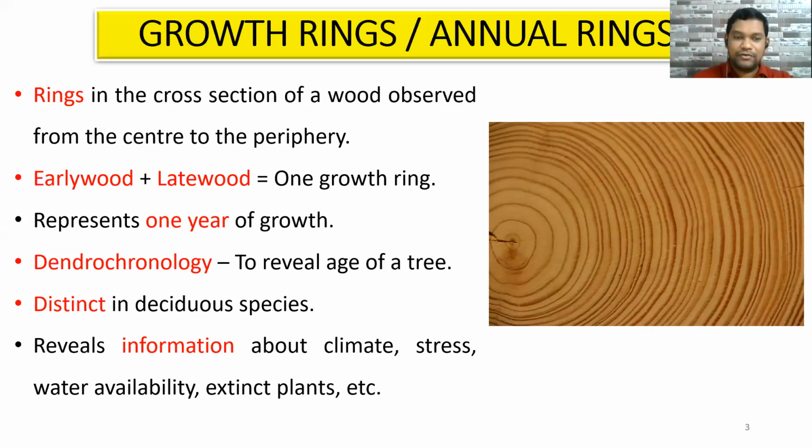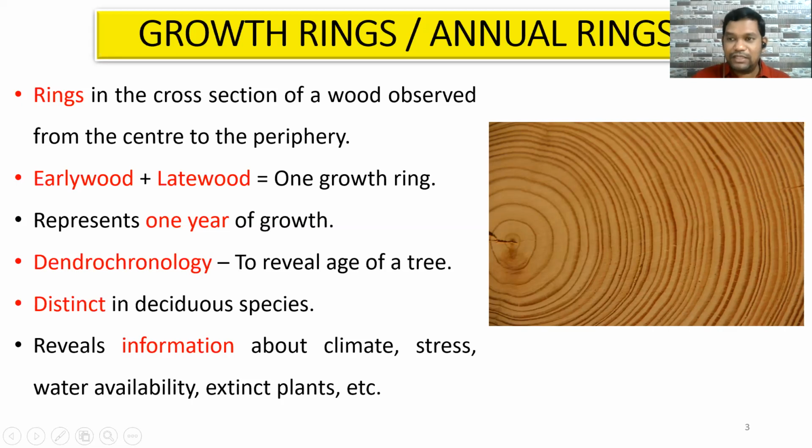The reason is they grow in conditions where the seasons are very distinct, and the distinctness in the season is reflected in the growth rings as well. And this field is known as dendrochronology, where we are aware that the counting of the growth rings right from the center to the periphery can reveal the age of a tree.